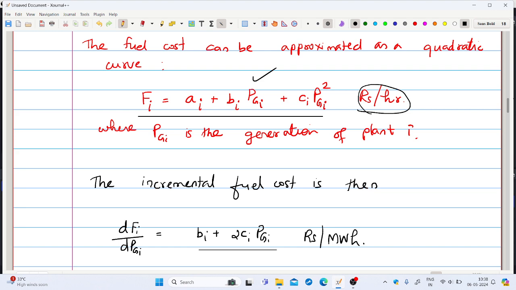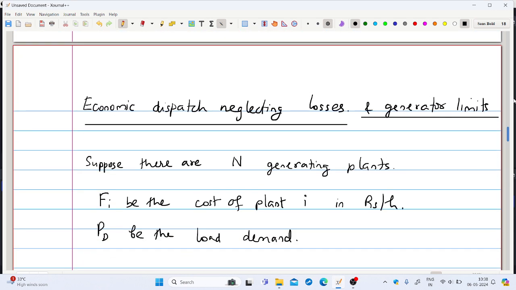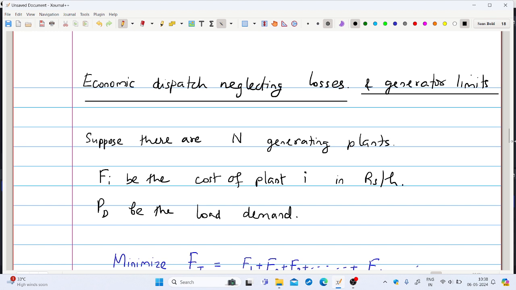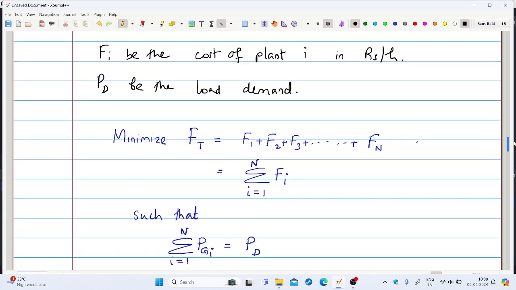Then coming to economic load dispatch, this is the first case, case 1: economic load dispatch neglecting losses and generator limits. Suppose we have n generating plants and Fi is the cost of the ith plant in rupees per hour and Pd is the total load demand. Then we have to minimize the total fuel cost given by the sum of the fuel costs of individual power plants, F1 plus F2 plus etc. up to Fn. This is the total fuel cost.